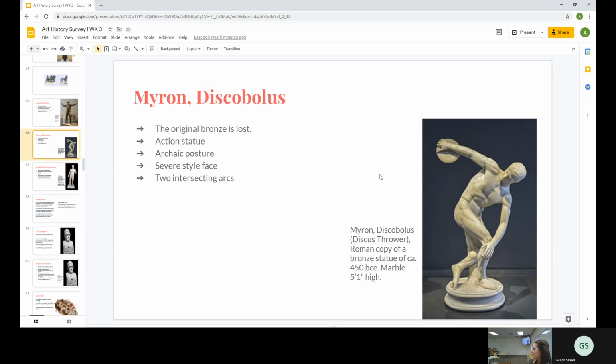Once again, in the severe style, even though he's in the process of probably throwing a discus at his Olympic Games, he has no expression on his face. His brows are not furrowed. He does not look like he is competing in anything. It looks like he's very casually throwing the discus, which is probably not true.